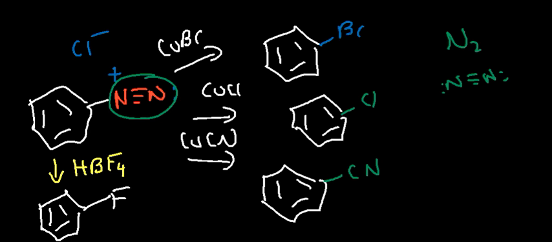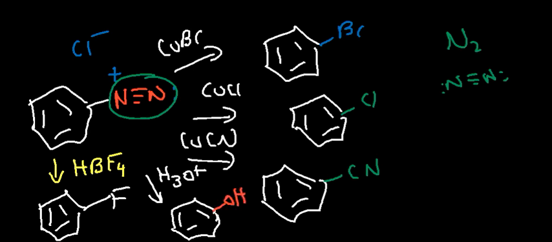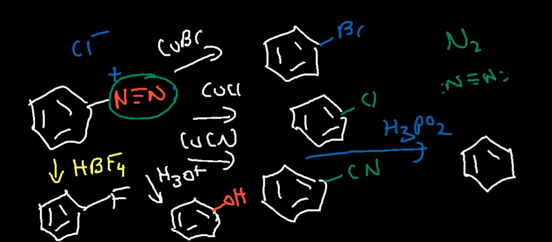And there's two more we need to go over. If we add H3O plus, we can get rid of the N2 group, but we're going to replace it with an alcohol. So that's how you can get phenol. The last one is H3PO2. And that's how you can go back to benzene. It's going to replace the N2 group with a hydrogen. So as you can see, there's a lot of reactions that you need to know for this test.